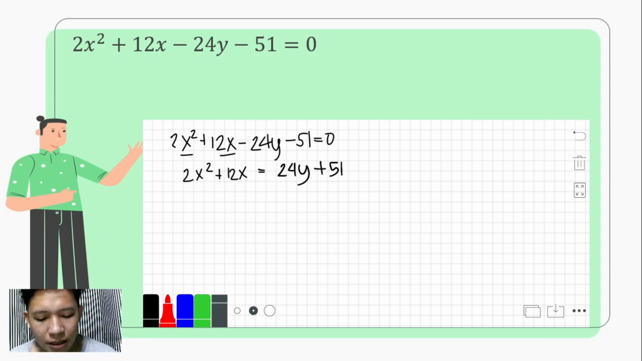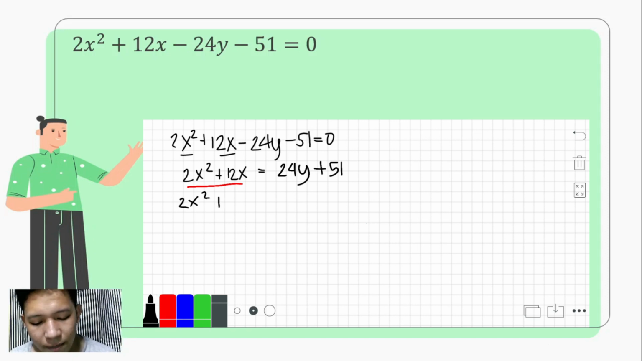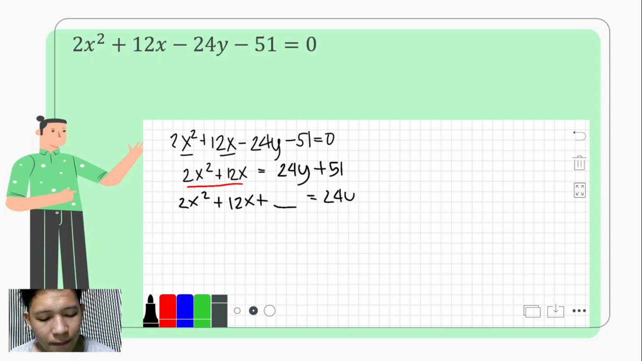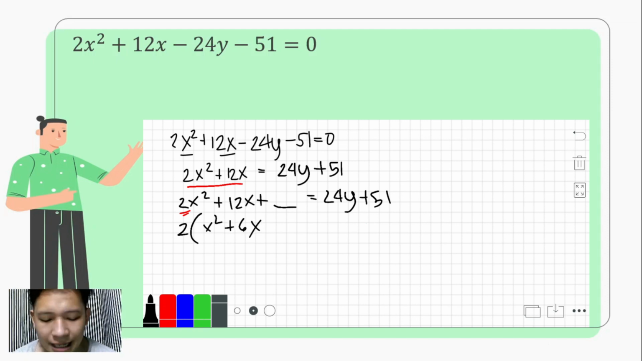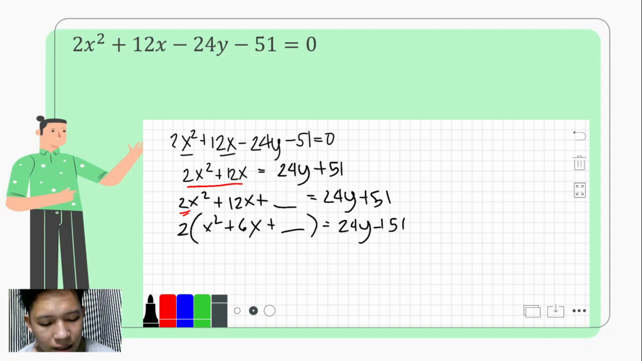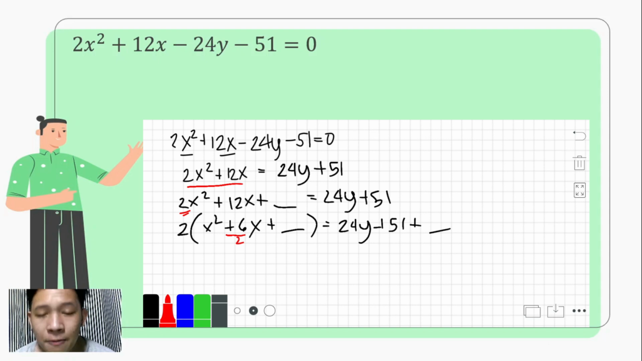And then what we're going to do with this group is complete the square. So we'll be having 2x squared plus 12x plus blank equals 24y plus 51. But since we have a numerical coefficient of x squared, let us factor it out first. So that is 2 times x squared. Since we factored out 2, this becomes positive 6x. Plus blank equals 24y plus 51 plus blank. So for us to complete the square, we divide positive 6 by 2. That is actually positive 3.